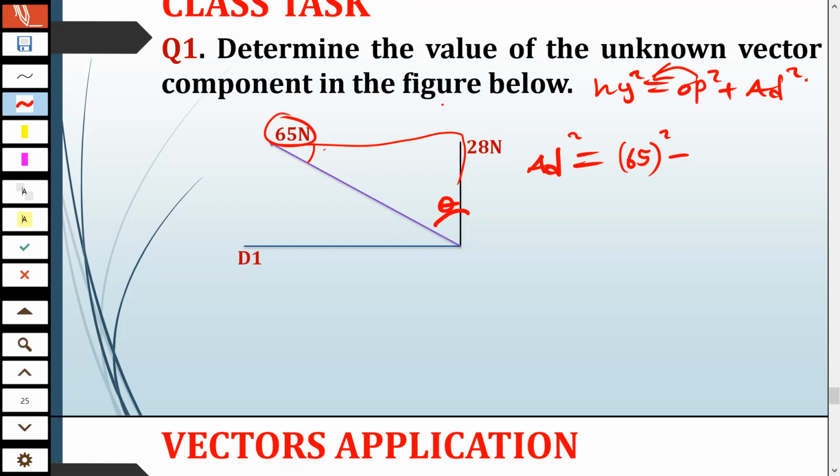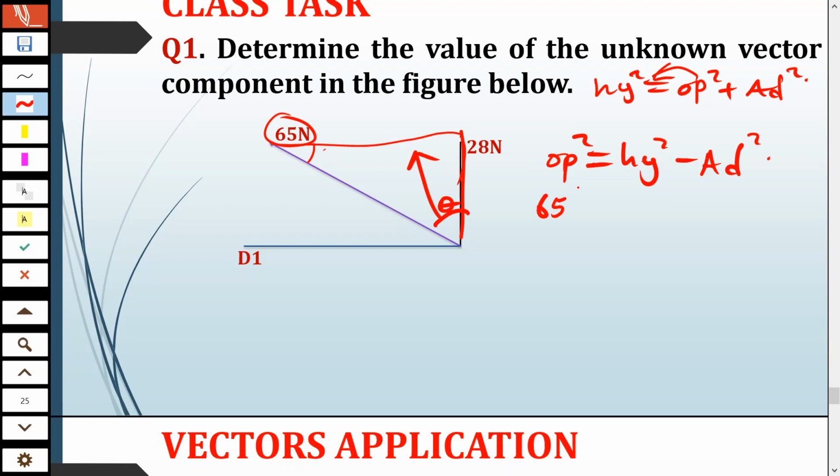what we're trying to look for is actually the opposite, not the adjacent, because the adjacent has been given there. So we're trying to look for the opposite again in this question. The opposite squared is equal to the hypotenuse squared minus the adjacent squared. So the opposite is what? 65. Oh, sorry. The opposite is the one that we're looking for. So we have the opposite squared is equal to the hypotenuse, 65 squared, minus the adjacent, 28 squared.